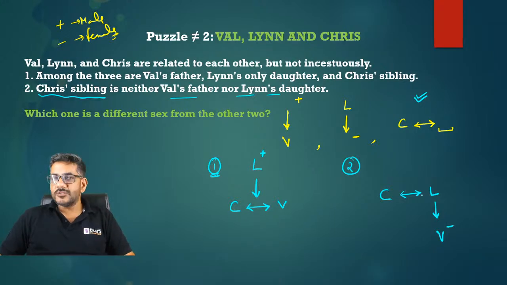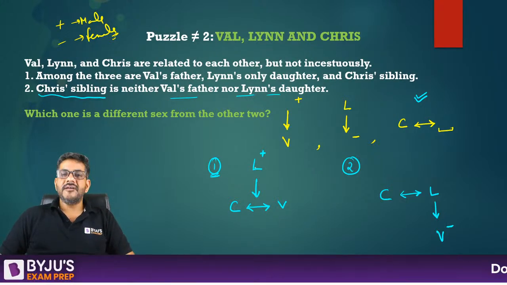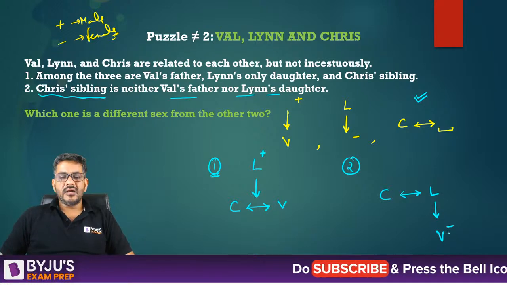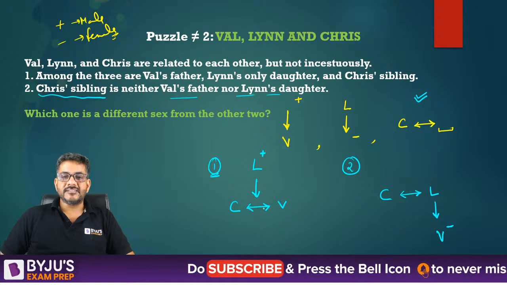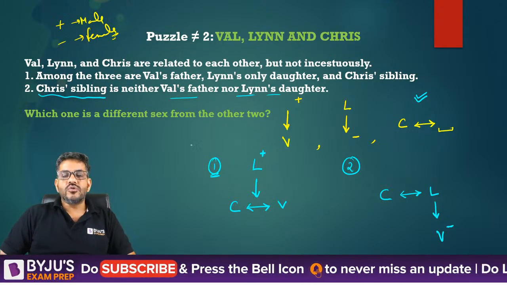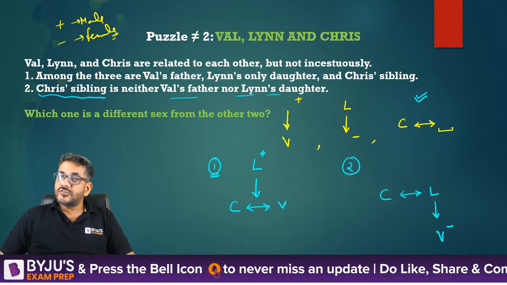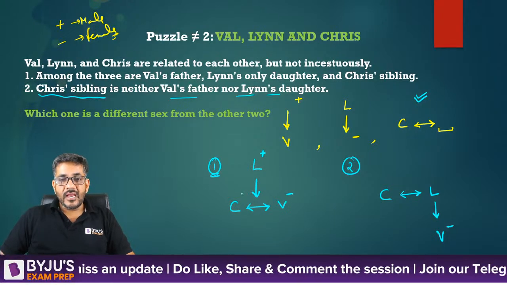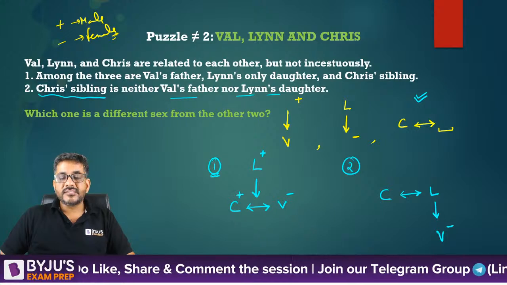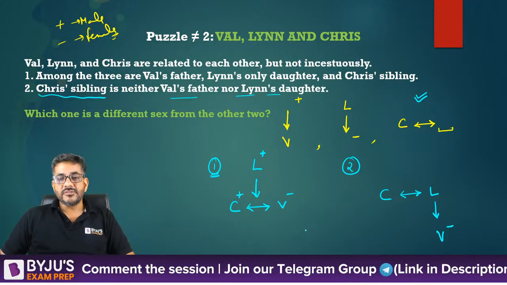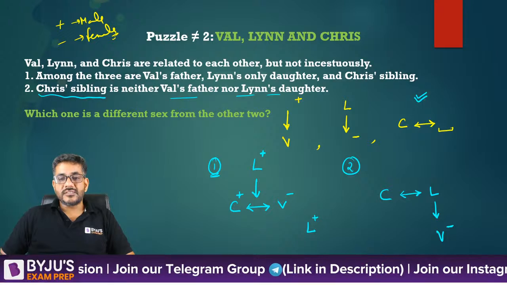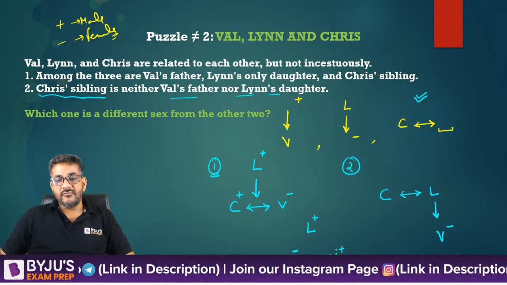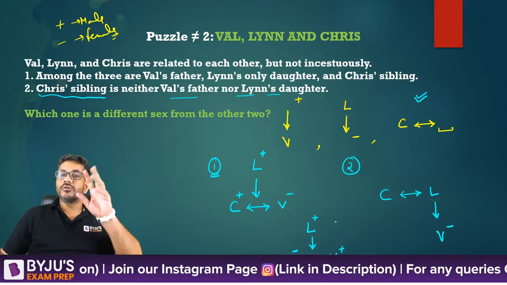Chris के sibling के मैंने दो केस बनाए. Well's father I have taken here as Lynn. Lynn's daughter I have taken here as Well. I already have Chris's sibling, but in this case, who is Lynn's only daughter? Now I have two cases. One, Lynn's daughter can be Well and Chris can be the son of Lynn. The other possibility is Lynn's daughter can be Chris and the other guy would be Well. That's a possibility. ये दो केस बनते हैं.